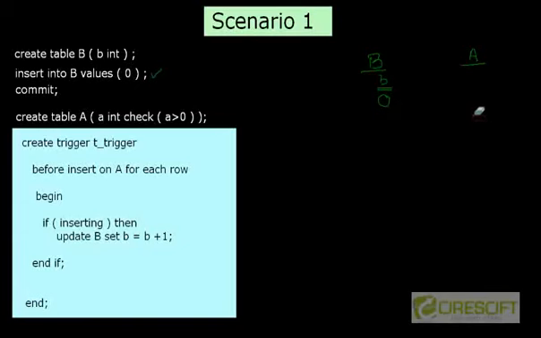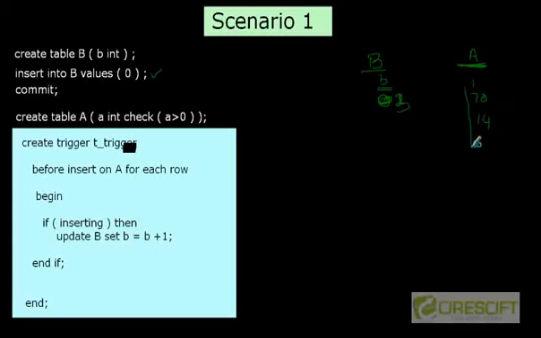Then we create a trigger on table A, and if we insert a row into table A, then we update table B's column B with +1. That means if I'm successful inserting 1, then this value is going to become 1. If I insert 10, then this becomes 2. If I insert 14, then this becomes 3, and so on.